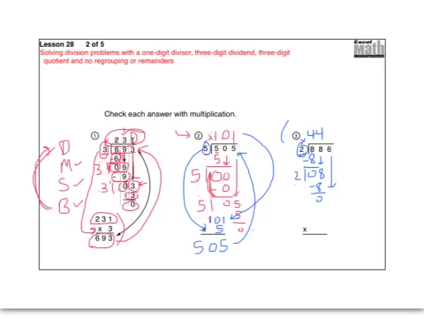Bring down the 6, and then I'm going to do 6 divided by 2. 6 divided by 2 is 3. 3 times 2 is 6. 6 minus 6 is 0. Check that by doing the answer, 443 times 2. 3 times 2 is 6. 4 times 2 is 8. And 4 times 2 there is 8 again. All right. So if you didn't get any of that, go back and watch it again. I know these are hard.